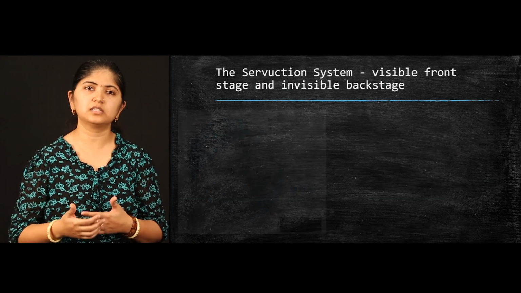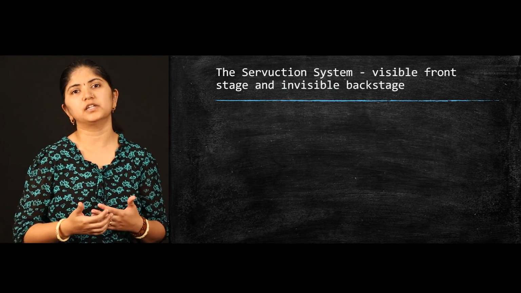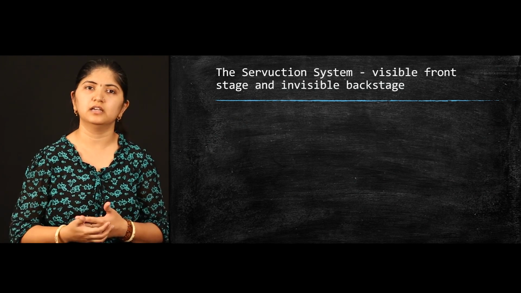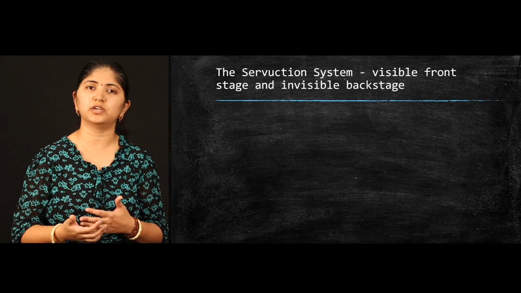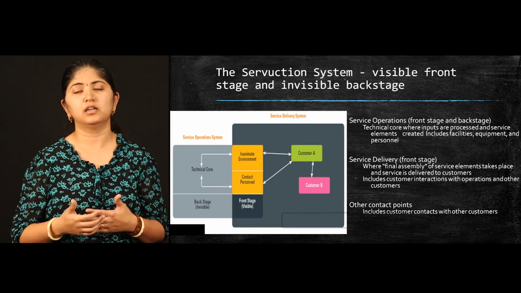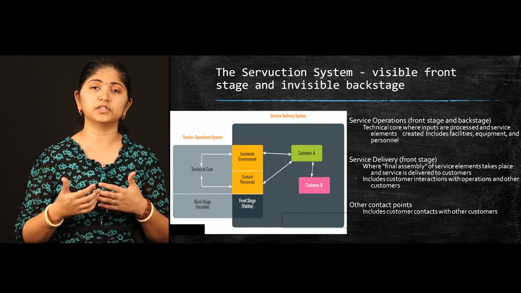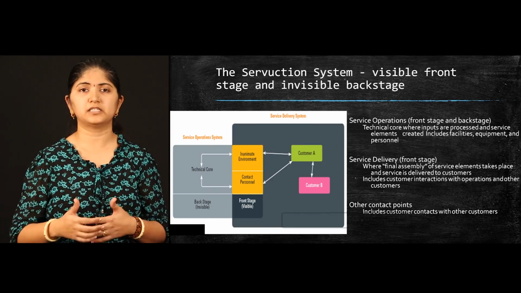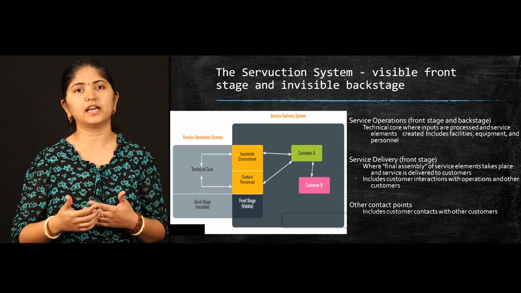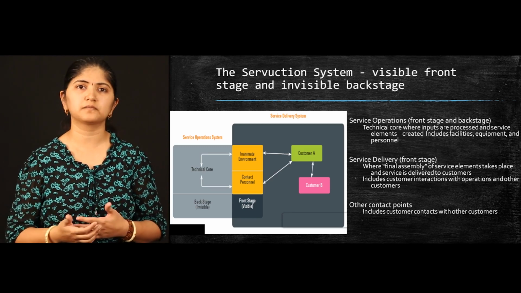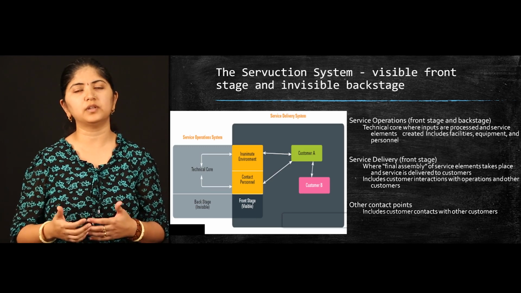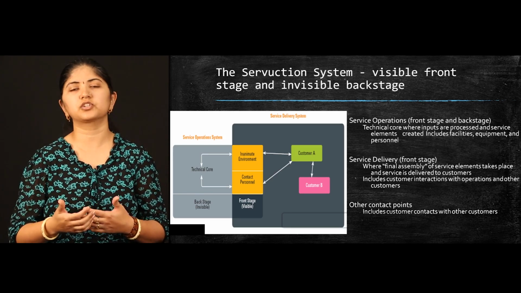Servuction. This word comes from service plus production. The production, distribution, and consumption take place simultaneously. So in a servuction diagram, as you can see, the service operations are where the inputs are being built, where the elements, facilities, and personnel are being arranged. At the service delivery stage, the final assembly and the actual delivery of the service take place, along with the other touch points. The customer comes in direct contact with other customers. This is the servuction model.